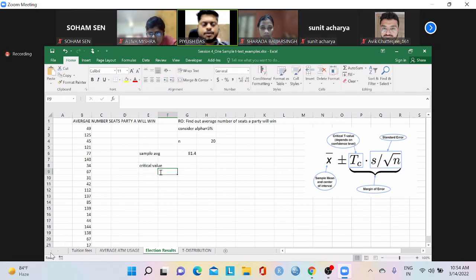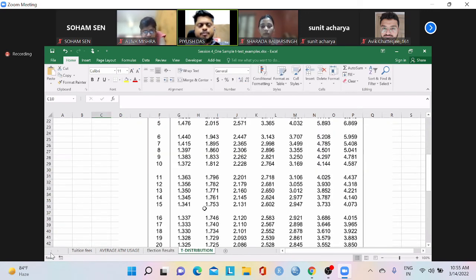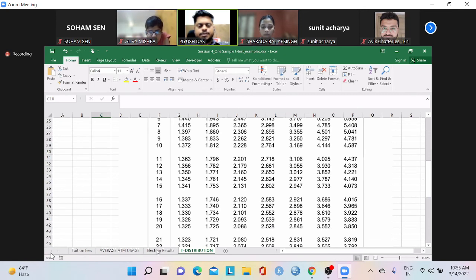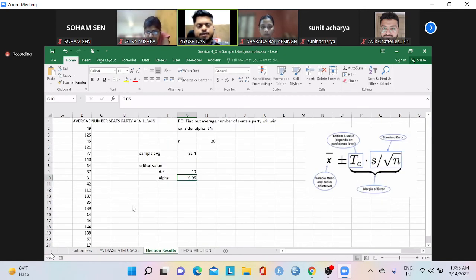My degrees of freedom, what is my degrees of freedom? 19, yes, 19. This is 0.05. So I go to this T distribution at 0.05, go to 19, and I find 1.729. That's 1.73. The critical value I found was 1.73. I also got the mean, 81.4. I need the standard deviation.